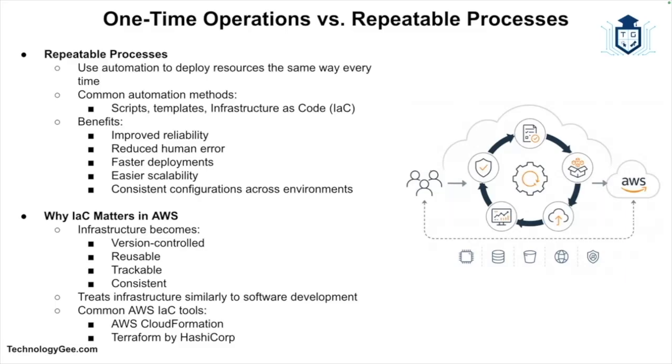So think about it like this. If your company needs to deploy 50 servers across multiple regions, are you going to click through the console 50 times, or are you going to run a script or deploy a template that does it automatically? Which one makes more sense to you? And this is why infrastructure as code is such a big deal in AWS, because it turns infrastructure into something you can version, track, and reuse, just like software.